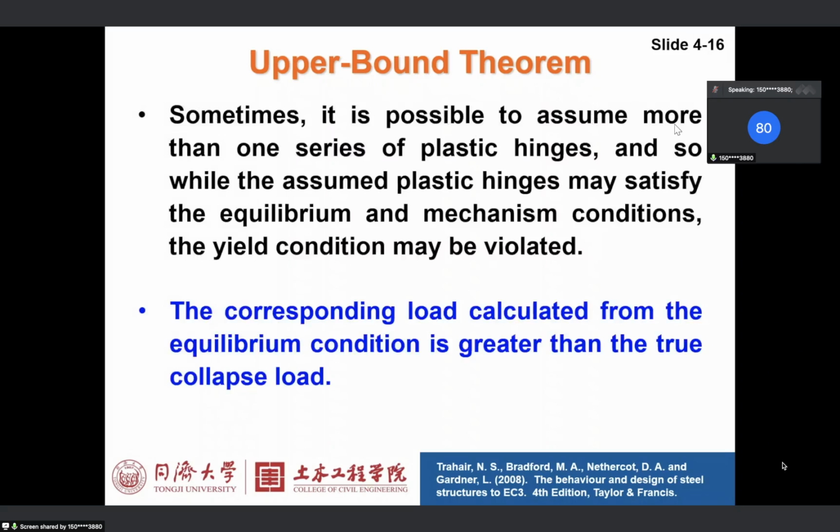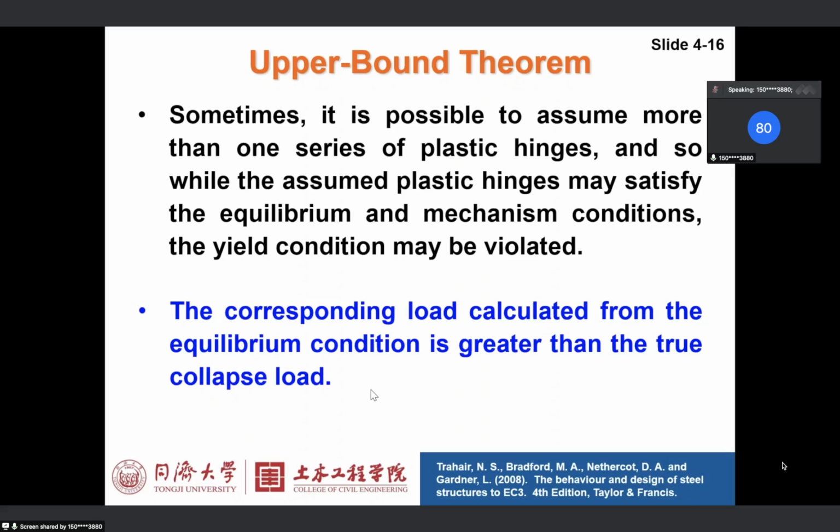Sometimes it is possible to assume more than one series of plastic hinges, and the assumed plastic hinges may satisfy the equilibrium and the mechanism condition, because you have a sufficient number of plastic hinges, right? So you satisfy equilibrium, you satisfy the mechanism condition, but the yield condition may be violated. If this is the condition, you will get an upper bound value of PC. The corresponding load calculated from the equilibrium condition is greater than the true collapse load.